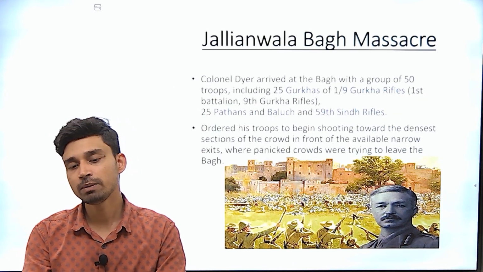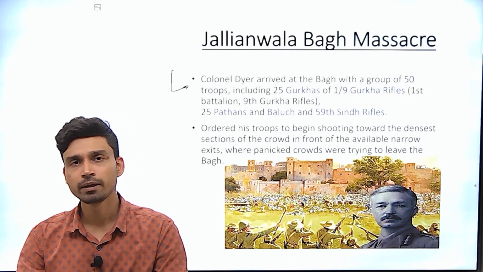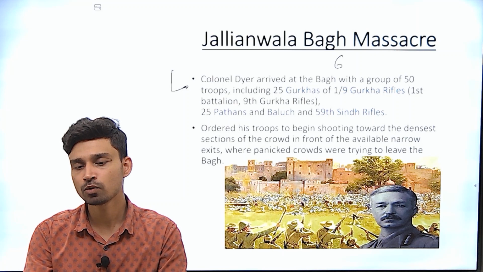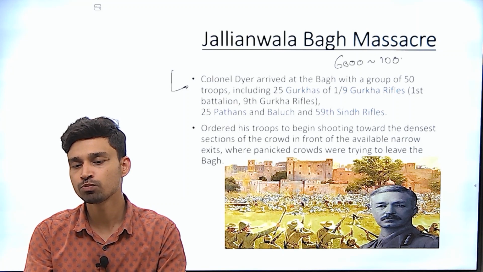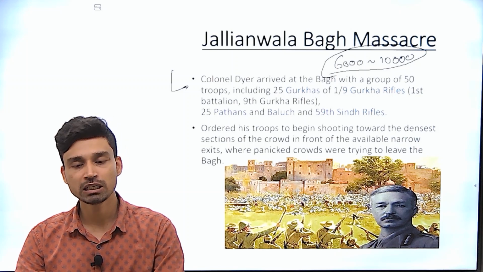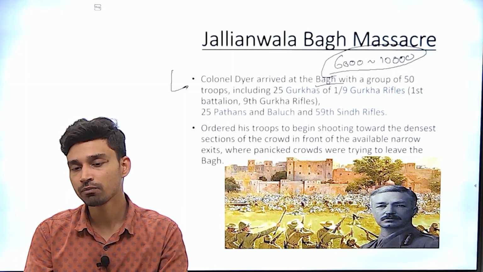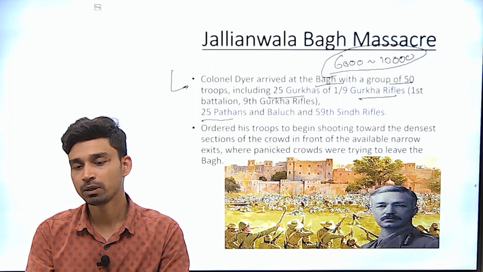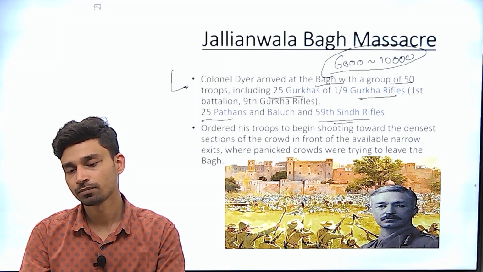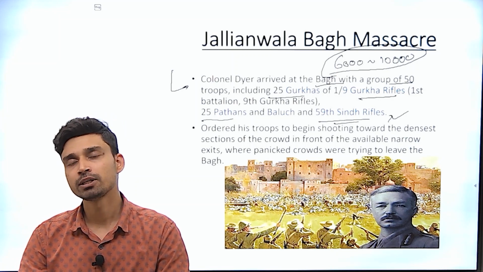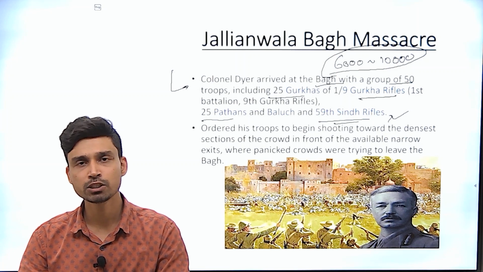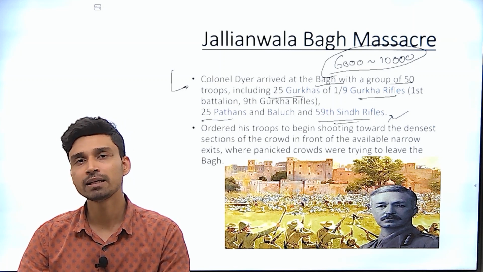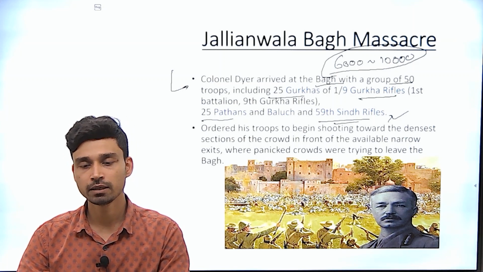Now, as people started to arrive in big numbers in the Jallianwala Bagh, General Dyer, by his own estimate, believed that somewhere between 6,000 and 10,000 people had gathered there. Upon knowing this, he arrived at the Bagh with a group of 50 troops, including 25 Gurkhas of the 1/9 Gurkha Rifles, 25 Pathans and Baluch, and 59 Sindh Rifles. Many historians believe General Dyer picked these battalions because they had always proven their loyalty to the British Empire, and he believed they would not hesitate in following any orders he gave them.